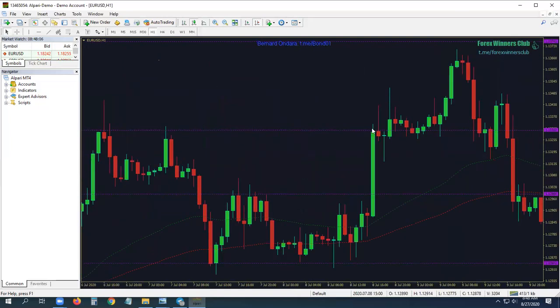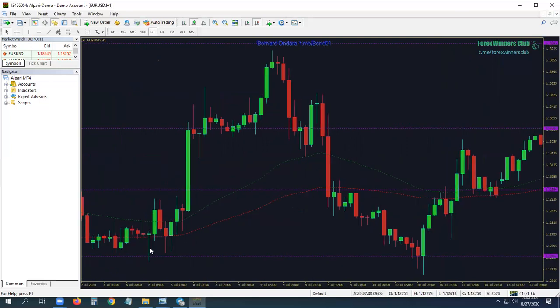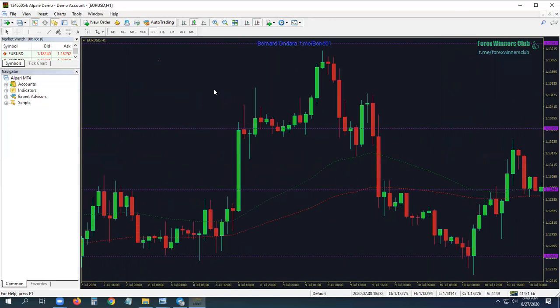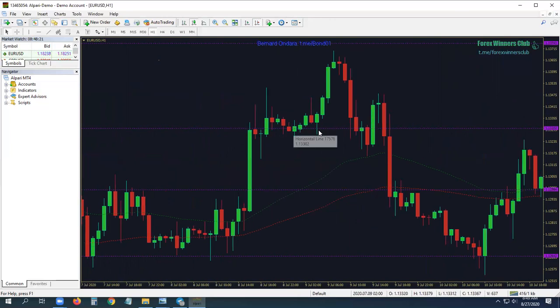Market breaks above resistance, comes back down. We are waiting for a pin bar to form. Hammer. This is a hammer or a bullish pin bar. It's called a bullish pin bar or a hammer. Market breaks above this level, comes back to the same level. Does it give us a hammer? Yes, there's a hammer here. Buy 1 or 2 pips above the high.